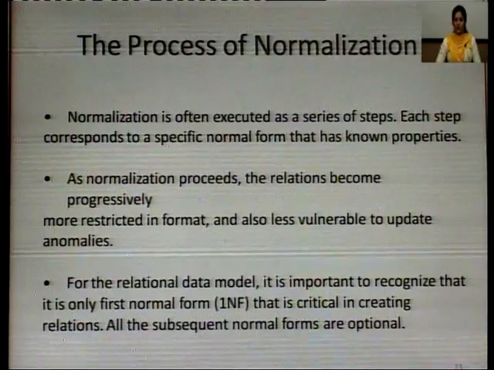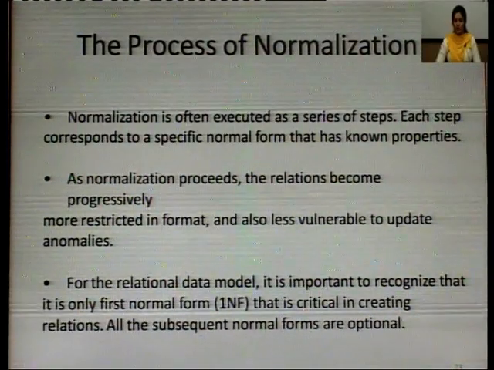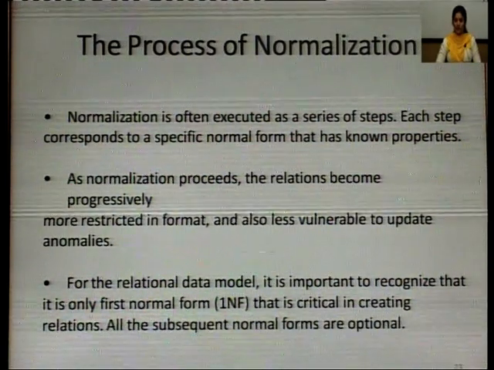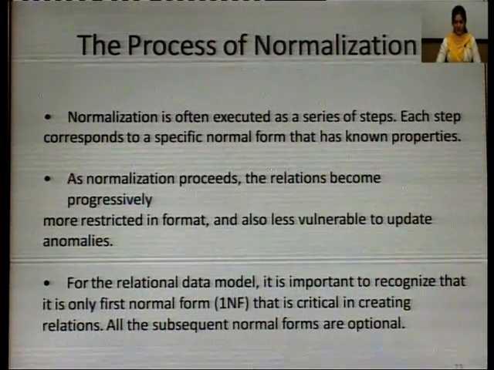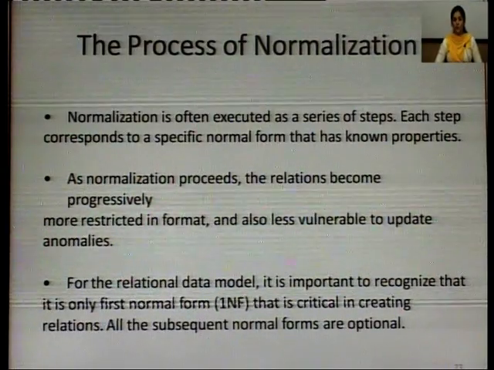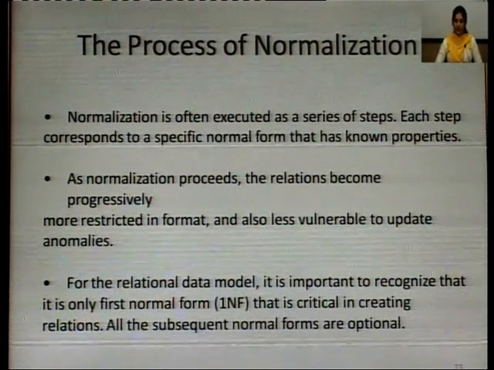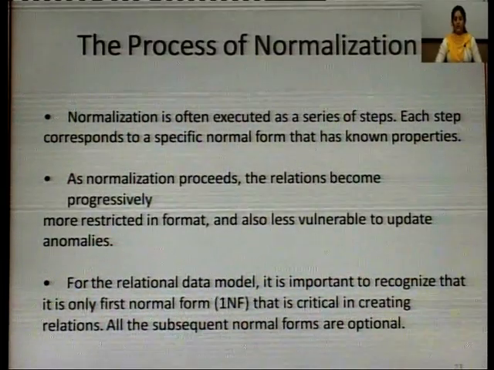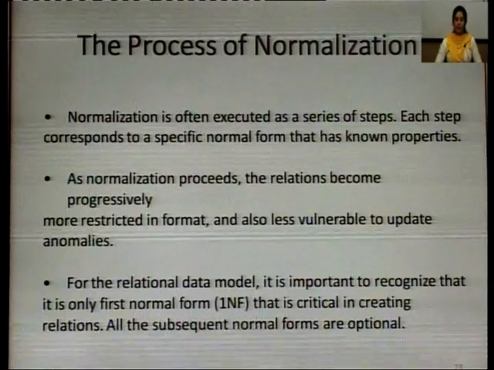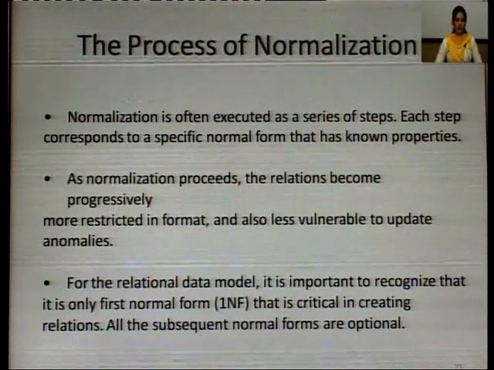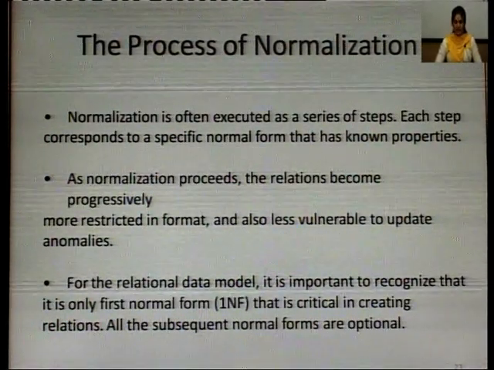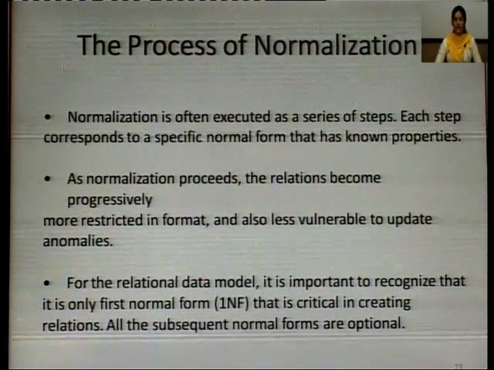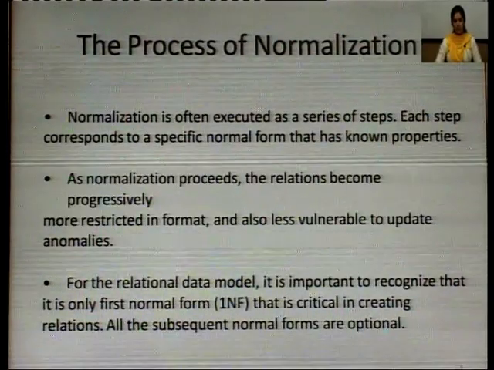As normalization proceeds, the relations become progressively more restricted in format and also less vulnerable to update anomalies. As you proceed with normalization, you will notice that the redundant data in your database will be eliminated and it will be formatted properly. Moreover, your database will be free from update anomalies. Thus, it will contain consistent information. That means it will have accurate information.